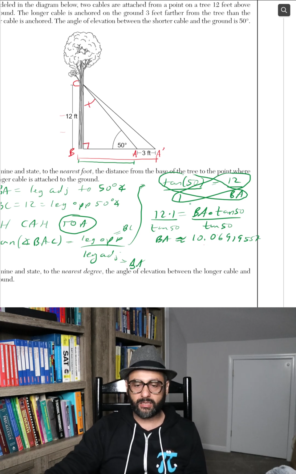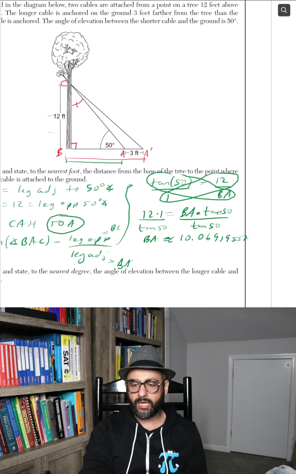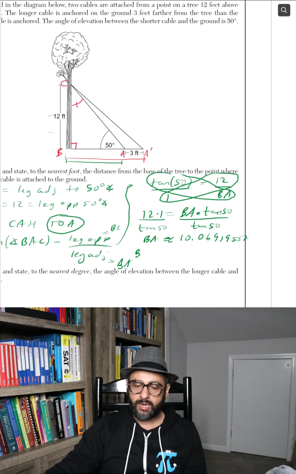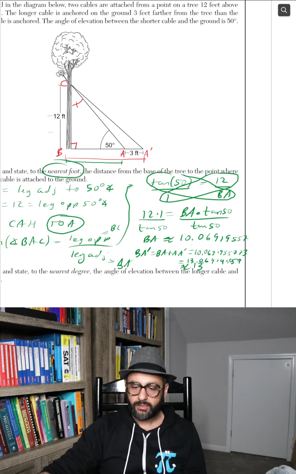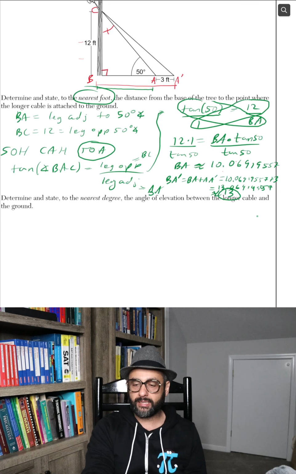They want the length from the base of the tree to the longer cable, so they want BA prime. So BA prime, which is equal to BA plus AA prime, is 10.06919557 plus 3, which is equal to 13.06919557, which rounded to the nearest foot is 13. And they gave me the units, so I do not have to give the units. In fact, it might be better that I don't.